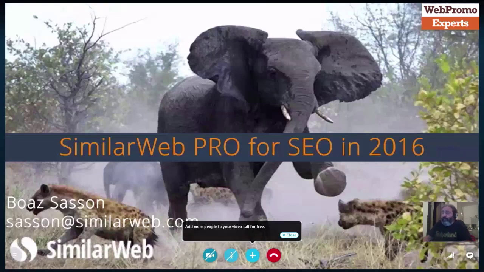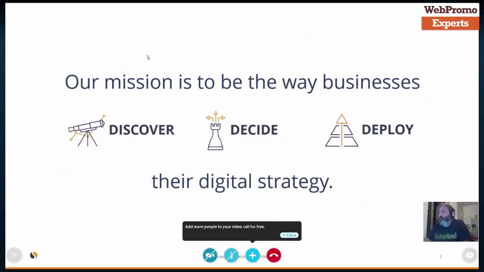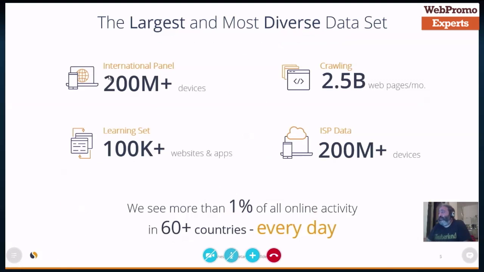Okay, so Similarweb Pro for SEO in 2016. It almost rhymes. A little bit about us. We measure almost every mobile app and almost every website across the world. We try to help our clients discover, decide, and deploy their digital strategy. It's a tool that does many things at different levels depending on what you need it to do or your job role. This is a bit of how we can help you in various roles in the company. I'm just going to skip all this.